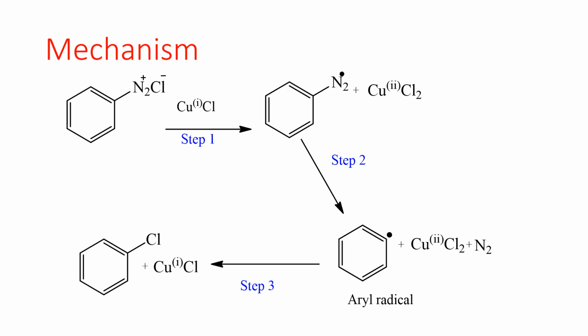Then in step 2, we are going to lose the nitrogen, and then we shall form the aryl radical. And then in step 3, we shall have the ligand transfer from copper, and then we go back and regenerate our catalyst, which is copper(I) chloride, and one of the chlorines which was there initially is now substituted in the same position where our diazonium salt was.